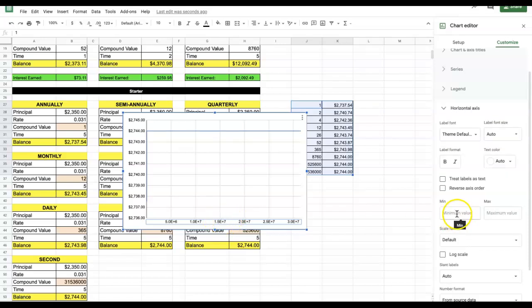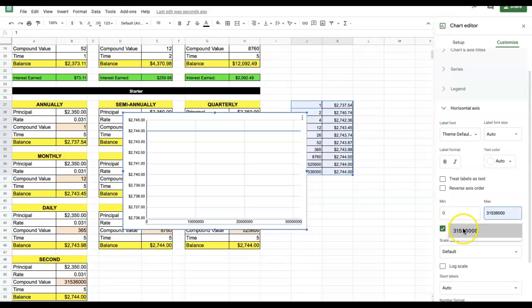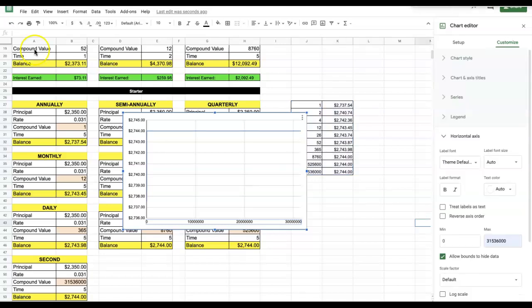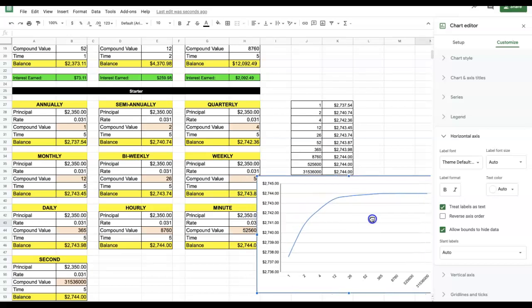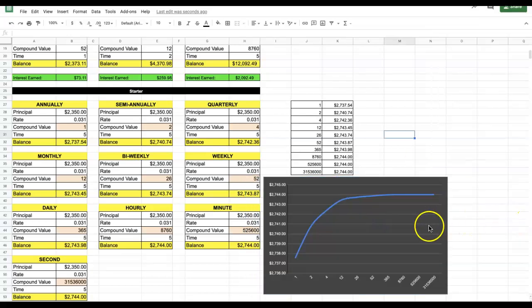Okay, and we're going to change that minimum value. We'll go from 0 up to, and the last one here was 31,536,000 for seconds. So I'll make that be my maximum. And the last thing we're going to do is treat labels as text. So click on this box right here. And this should be what you have. And you didn't need to do that, but if you wanted to make it look fancier with colors and contrast, you can. But look what happened there.